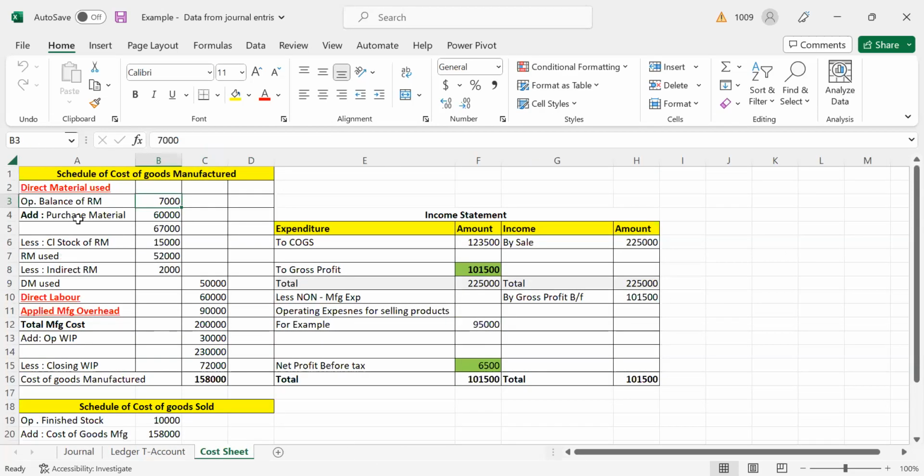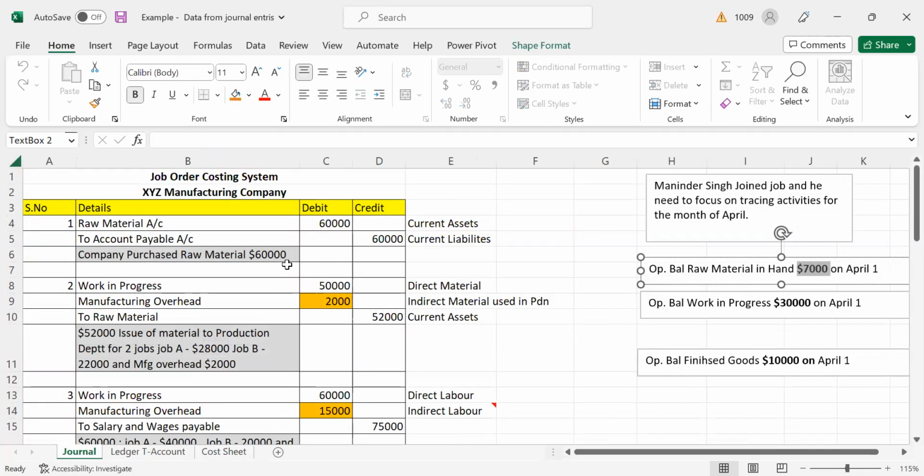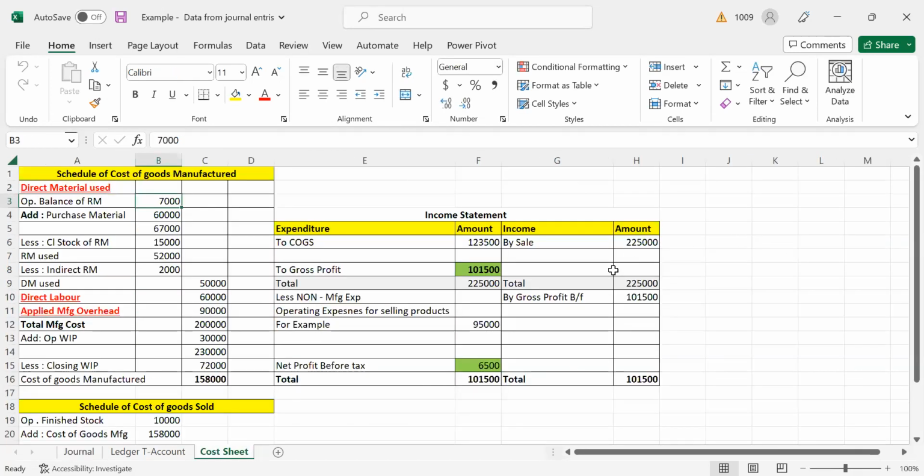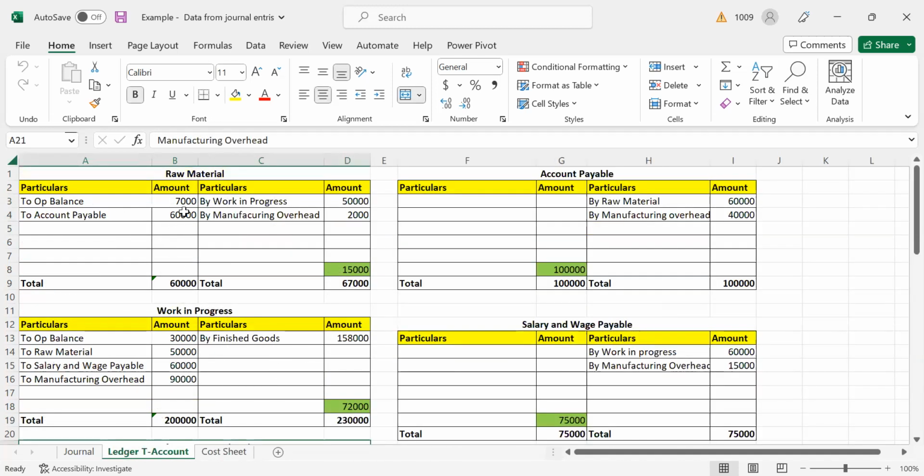Okay, next is purchased material. How much material have we purchased? We know the $60,000 that we have purchased. So the total of these two is 67,000. Then closing stock of raw material. So the closing stock of raw material we have calculated here: opening stock plus purchases, right? Then we have here work in progress of 50,000. That means this raw material we shifted to the work in progress.